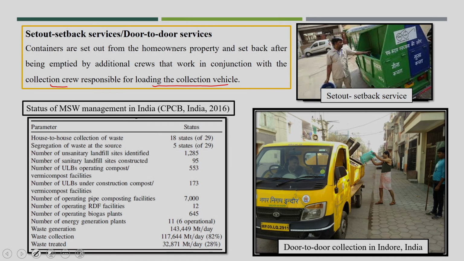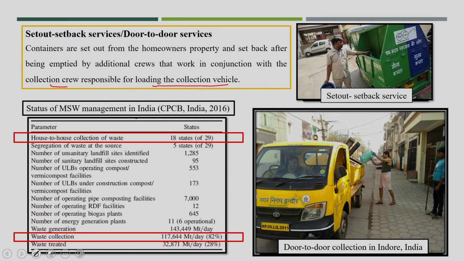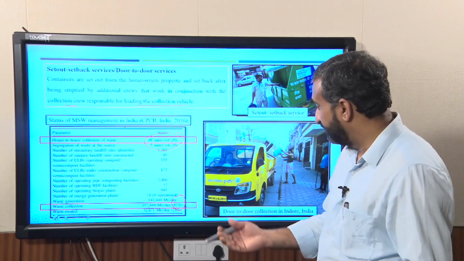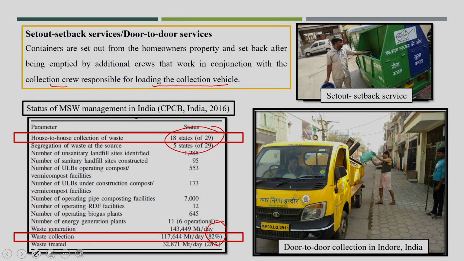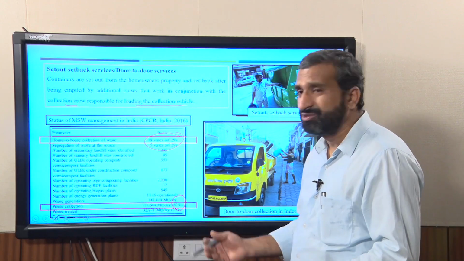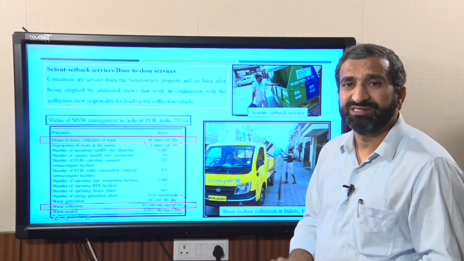Now you see some of the status by 2016: the house to house collection system in 18 states of a total of 29 states, and you see the waste collection at 82%, which earlier, before house to house collection system or in the curb services, was only 40% or 50%. We easily reached up to 82%. And still I think a few cities are left out of the house to house collection system. If every state has a house to house collection system or set out setback service, it is possible to have more than 95% of waste collection.